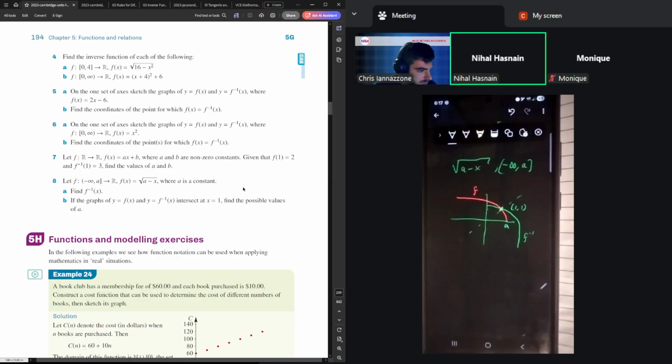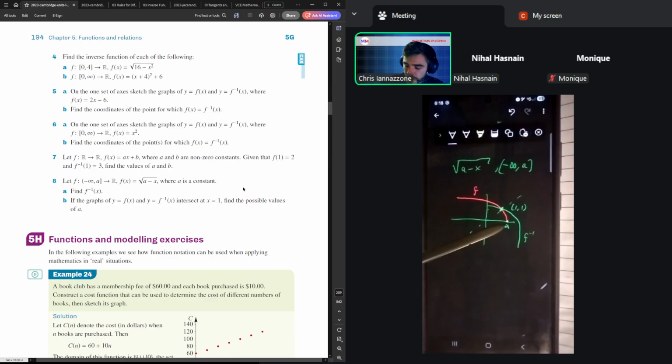So if we look back at 8b, it's telling us the graphs intersect at x equals 1, find the possible values of A. Well, I guess I kind of made up my own question then, because that's a bit different. Basically, I was going to the more exam-style question: you've now got these functions that are crossing over. What values of A would allow them to continue crossing over? So what are all the possible values of A such that f and its inverse would cross over?